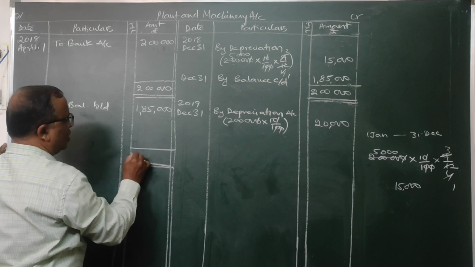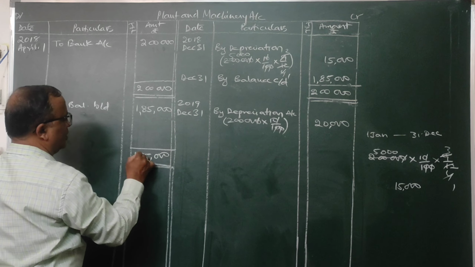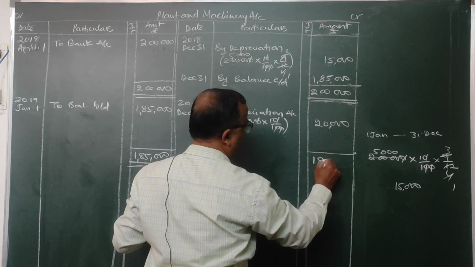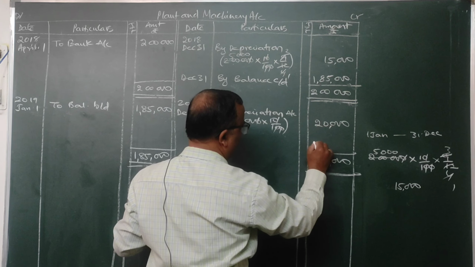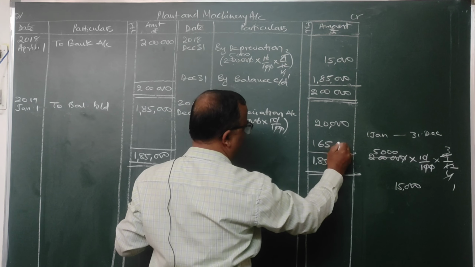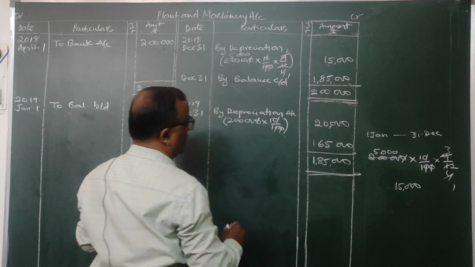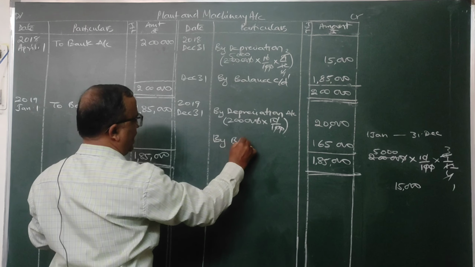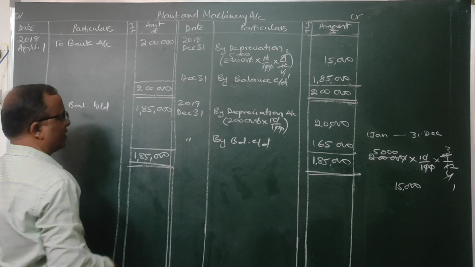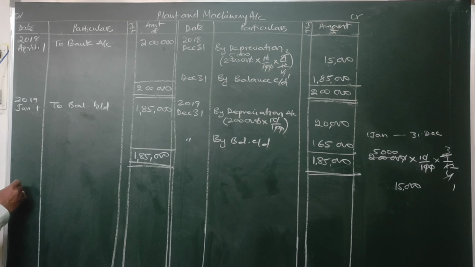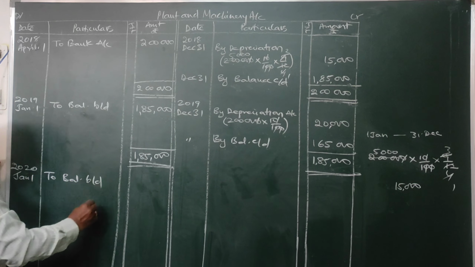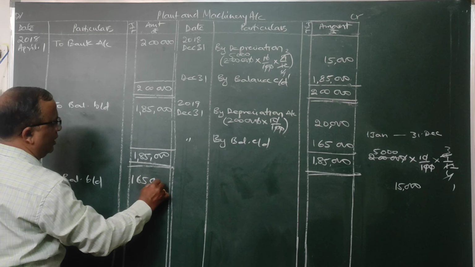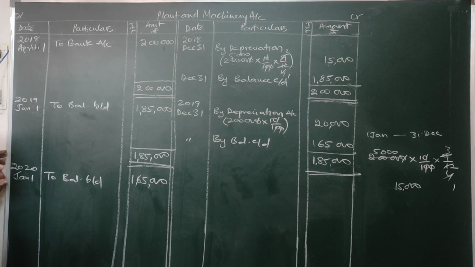Simply balance this. 1,85,000. From 1,85,000, 20,000 you subtract, it will be 1,65,000. So this will be your balance carried down on 31st December. Again, it will become the opening balance in the year 2020 on January 1. It will become balance brought down. How much? 1,65,000.